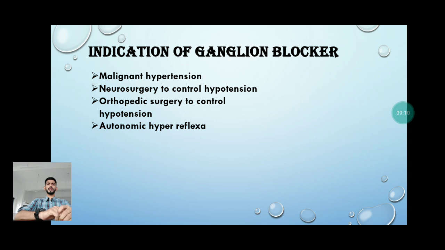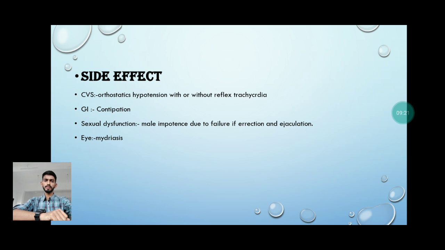Indication. What are the indications of ganglion blockers? Used in malignant hypertension, neurosurgery to control hypotension, orthopedic surgery to control hypotension, and autonomic hyperreflexia. What are the side effects? In CVS, it causes orthostatic hypotension with or without reflex tachycardia. Second, in GIT, it causes constipation. Third, sexual dysfunction like male impotency, which occurs due to failure of erection and ejaculation. In the eye, it causes mydriasis.